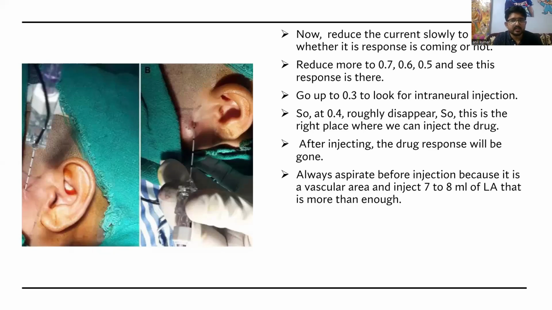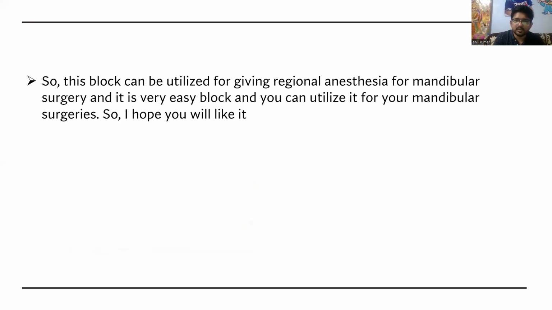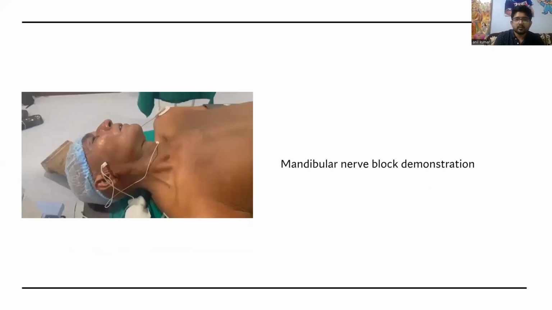After injecting the drug, the response will be gone. Always aspirate before injection, because it is a very vascular area. Inject around 7 to 8 ml of local anesthetic. That's more than enough to block the mandibular nerve. So it is a very easy method. It can be utilized for giving regional anesthesia for mandibular surgery. Very easy block. You can utilize it for your mandibular surgeries. And you can see the video here.